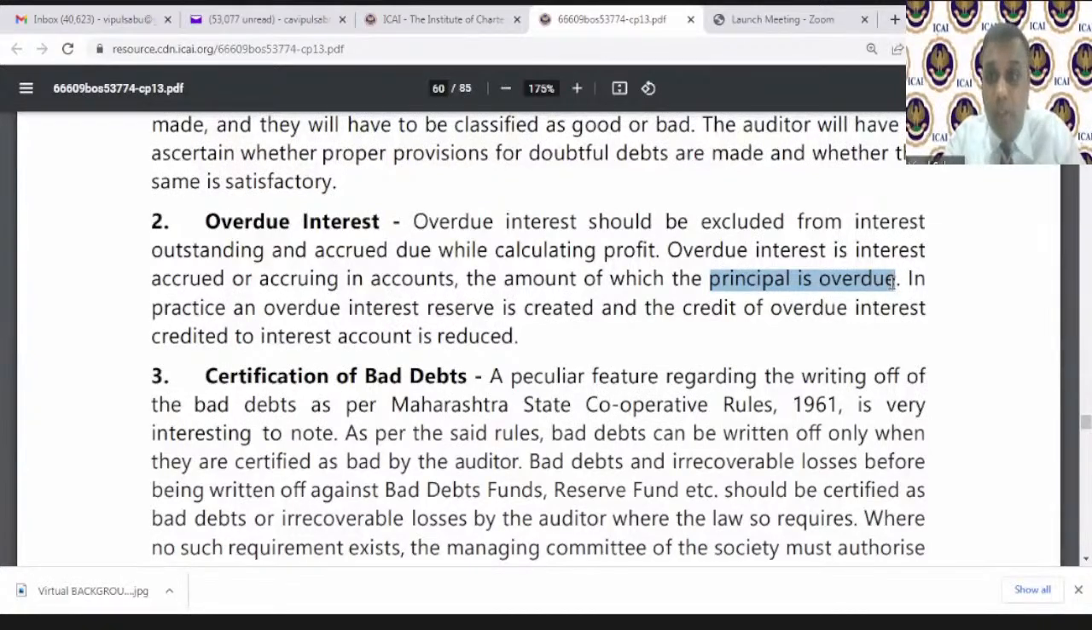So this overdue interest has to be excluded from the interest income in the profit and loss account. You have to create an overdue interest reserve, and the interest credit is reduced. So say there was 5 lakhs rupees overdue interest. You have to exclude it from the interest income of the profit and loss account because that has been credited to that account on accrual basis. But since its realization is not certain, you will debit it from there and you will credit it to the overdue interest reserve account.